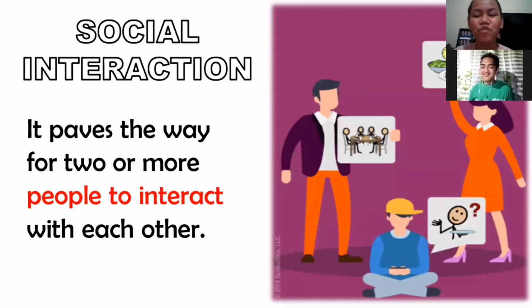Okay, moving on. Social interaction. Favorite ko yan. It paves the way for two or more people to interact with each other. No man is an island. Ibig sabihin, you use communication because you just want to connect to other people. Just know their whereabouts, tell them your whereabouts, and tell them how much you appreciate them and such. So through communication, mas nagkakaroon tayo ng relationship with other people.